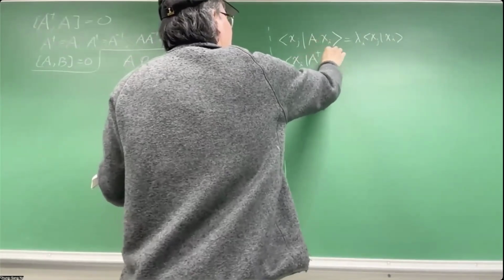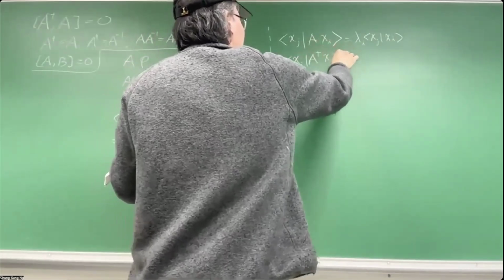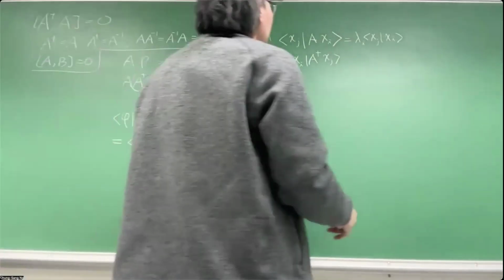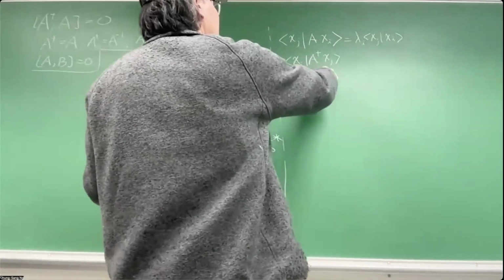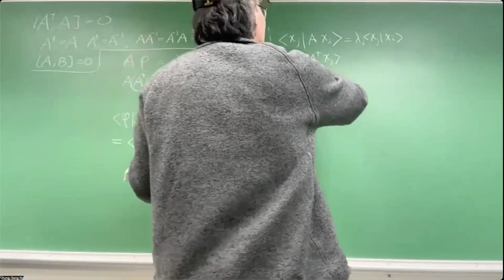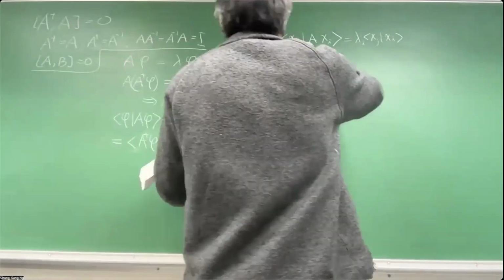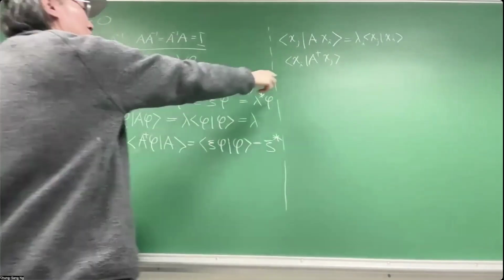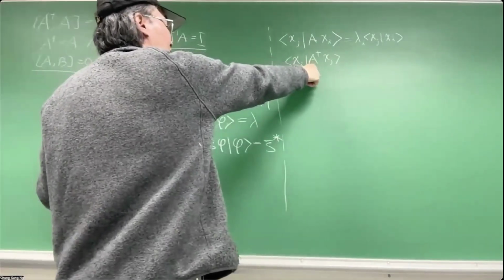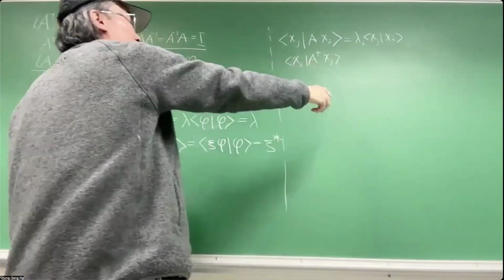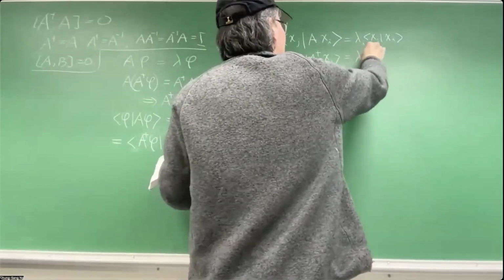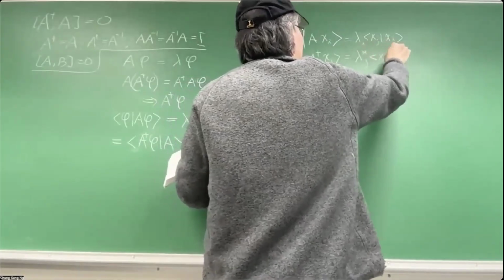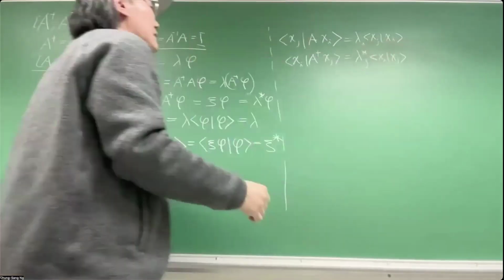so x sub i in a scalar product with A dagger x sub j. Then, using what we just derived, the eigenvalue of A dagger x sub j is just the complex conjugate of lambda sub j, using this result that we derived. So we can write lambda sub j complex conjugate times the scalar product of x sub i and x sub j.